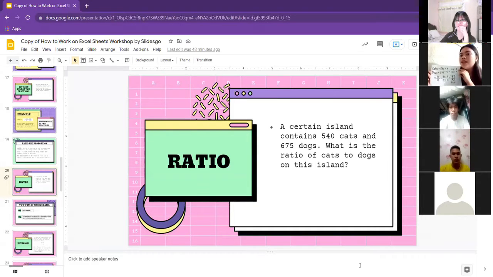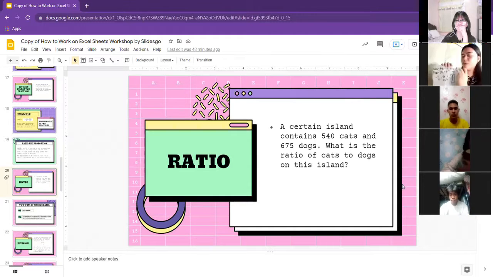We divide them by 5. So 540 divided by 5 is 108, and 675 divided by 5 is 135. Then we divide them by 9. So 108 divided by 9 is 12, then 135 divided by 9 is 15.